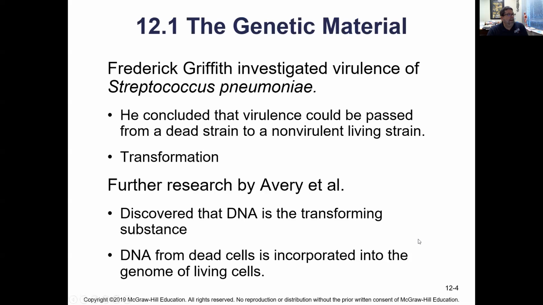All right, the first one here is we've got to figure out what the genetic material was. There was a big argument at the turn of the last century, the 1900s, as to what the genetic material was. One of the first experiments here was Griffith's investigation into Streptococcus pneumoniae. And I think we have a picture of that. Let me show you the picture of that.